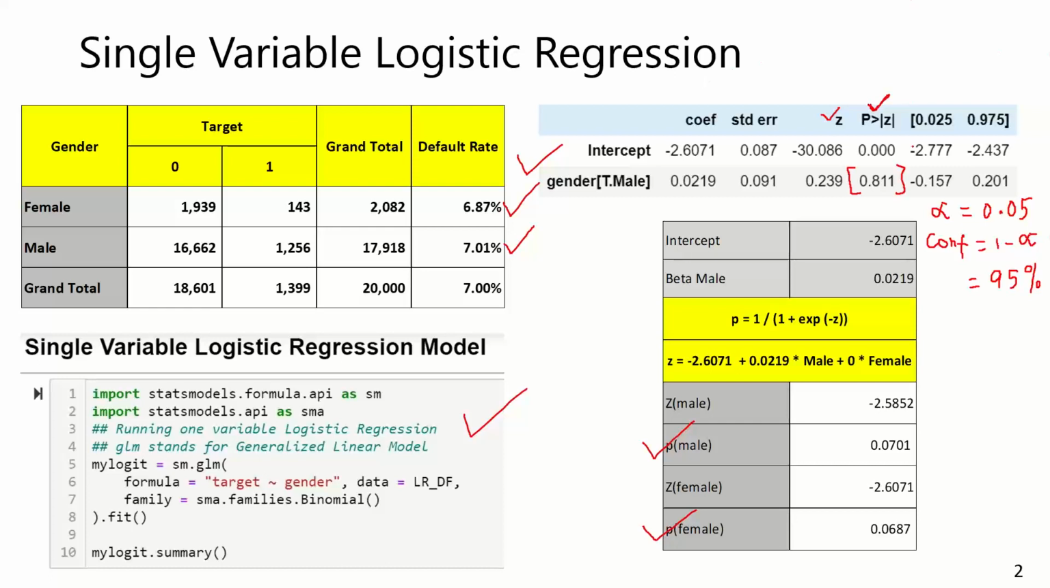Now in this place, the p-value has come out to be 0.811. If the p-value is 0.811, the confidence that I have in the gender variable being significant will be 1 minus 0.8, which is 0.2. That is only 20%. But I am saying that any decision I take, I want to take at a confidence of 95% or above. And here gender is coming at only 20% confidence. So I'm only 20% confident that the gender variable is significant. If I'm only 20% confident, then for me, the gender variable is insignificant. It is not significant.